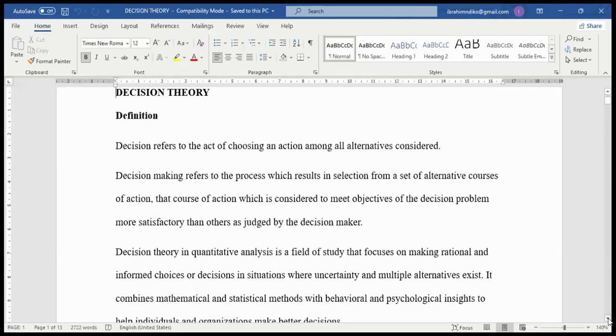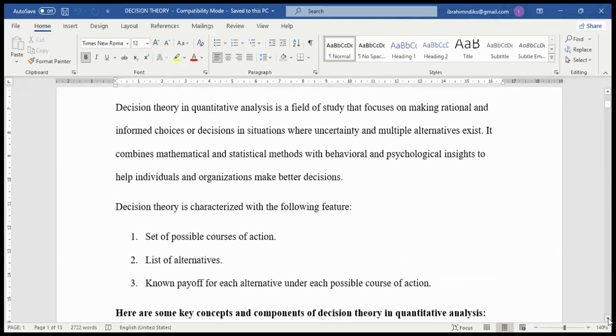Now, decision theory in quantitative analysis is a field of study that focuses on making rational and informed choices or decisions in a situation where uncertainty and multiple alternatives exist. So remember, when we talk about decision theory, we are talking about making informed decisions from the various alternatives available to the decision maker, and that alternative must maximize what they want, or it must solve the decision problem that they are having.